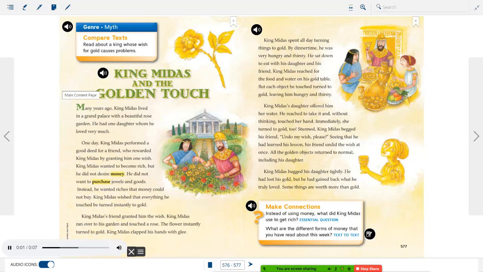Genre: myth. Compare texts. Read about a king whose wish for gold causes problems. King Midas and the Golden Touch.